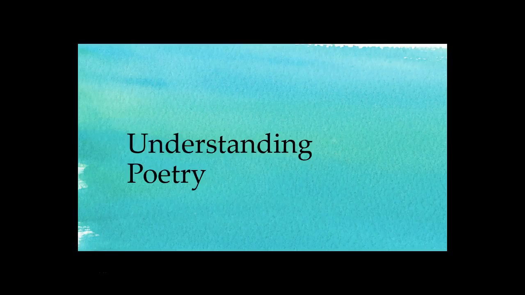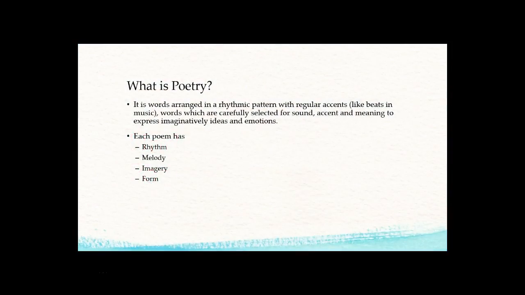As we begin our unit on understanding poetry and really beginning to work through our analysis of poetry, there are four main components to poetry that we will be looking at. Each poem has these components, and we're looking at rhythm, melody, imagery, and form. Those are the four big pieces that we will be looking at throughout this presentation, and that we're going to attempt to discover in each of the poems that we focus on.